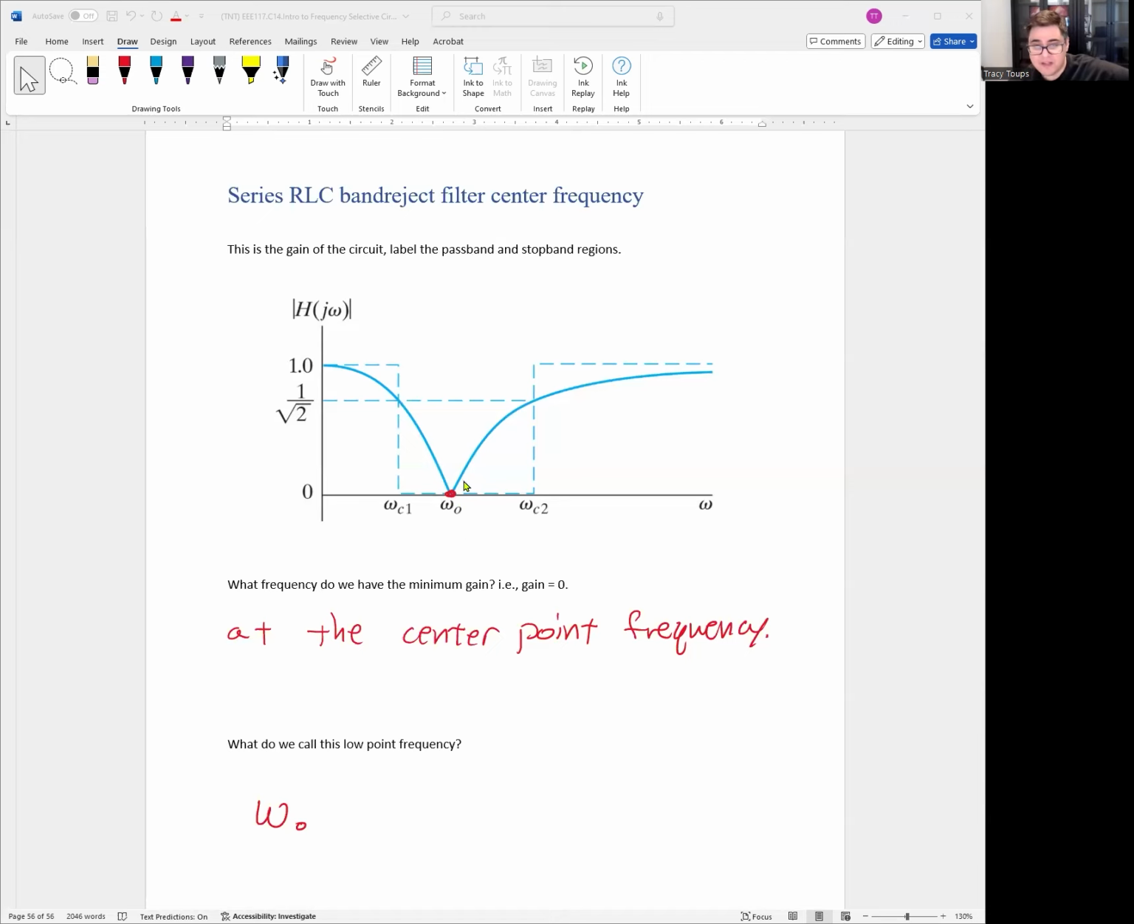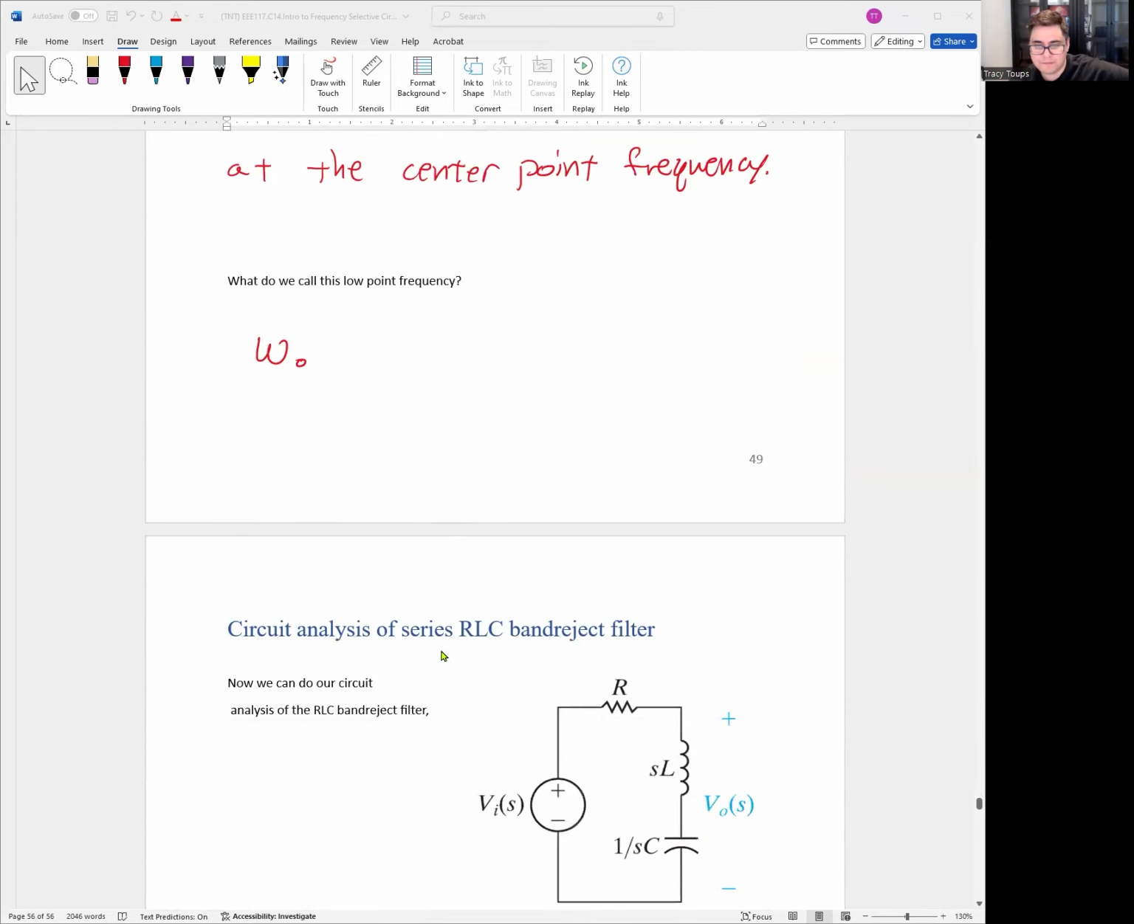Just like before, omega 0 is not dead center between WC1 and WC2. It's offset a little bit to the lower frequency side. Notice it's a little closer to WC1 than it is to WC2. So don't just take the average of these two and assume it's omega 0. That's one of the biggest mistakes I see people make in these calculations. Okay.